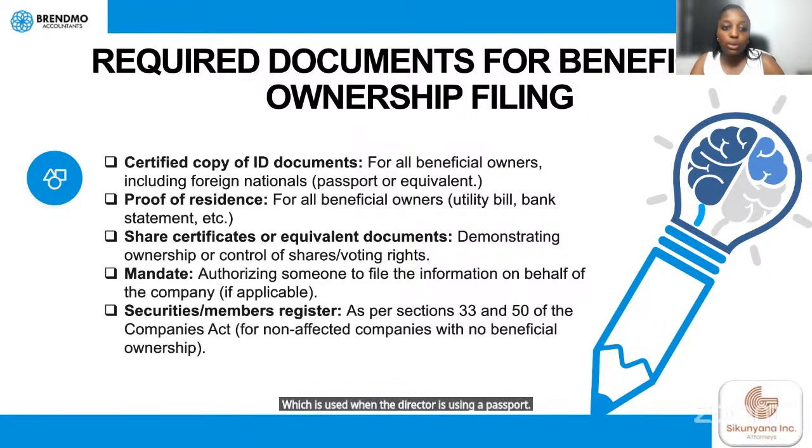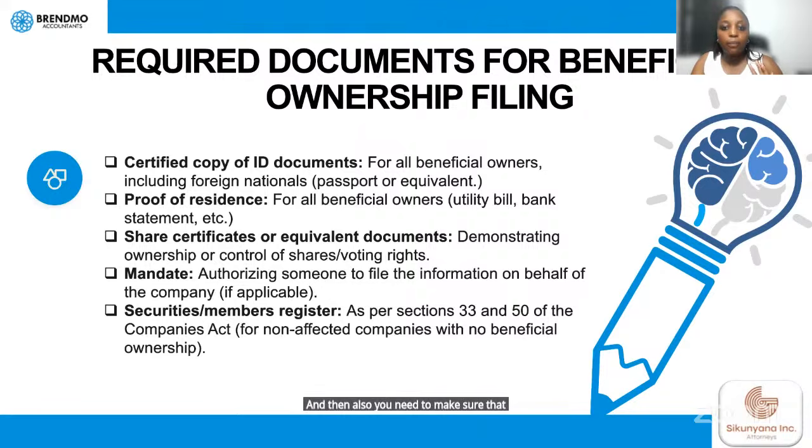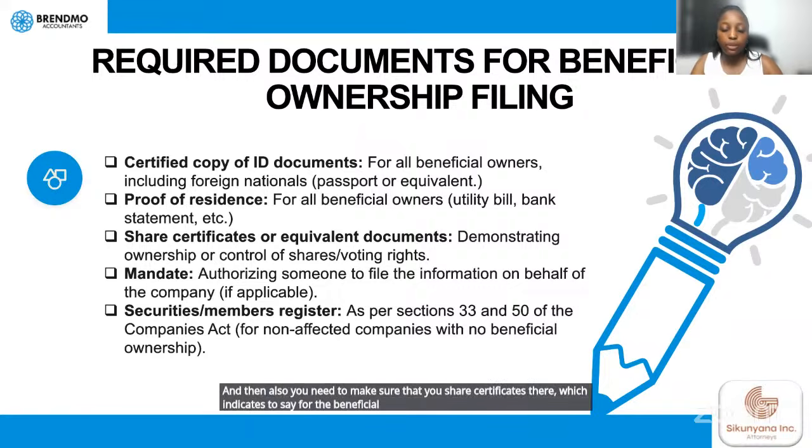You would also need proof of residence for all the beneficial owners, which comes in the form of a utility bill, a bank statement, and the like. You also need to make sure that your share certificates are there, which indicate the percentage of shares that each individual has, and a share register, which summarizes how many shares each individual has. This is as per Sections 33 and 50 of the Companies Act.